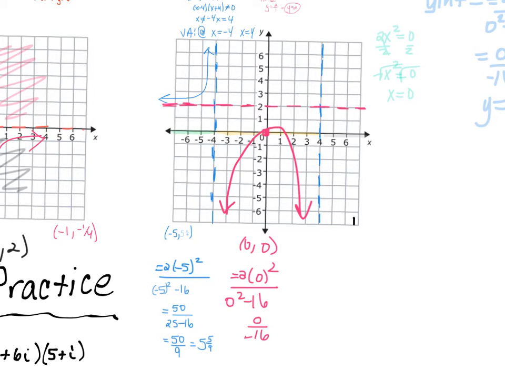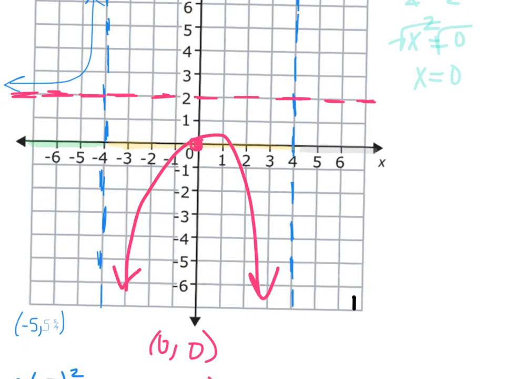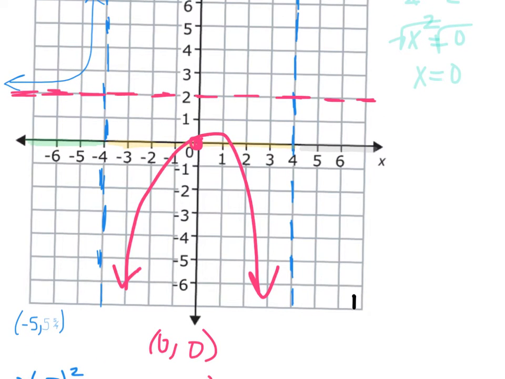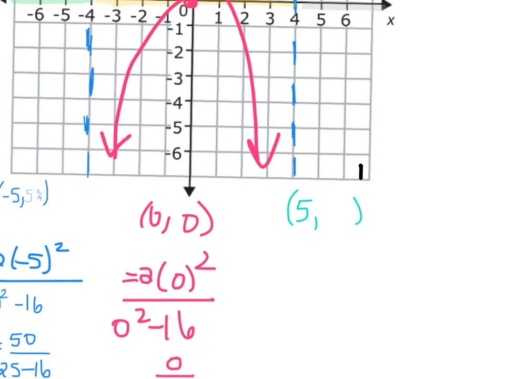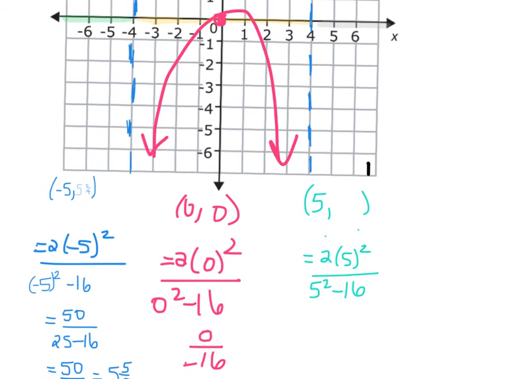And then the last thing I need to find is that last section to the right of the horizontal asymptote. So, the vertical asymptote. Pick a number to the right of the asymptote. 5, okay? So if I plug in 5, let's see what happens. I have 2 times 5 squared over 5 squared minus 16. Where am I getting this equation to plug numbers into?